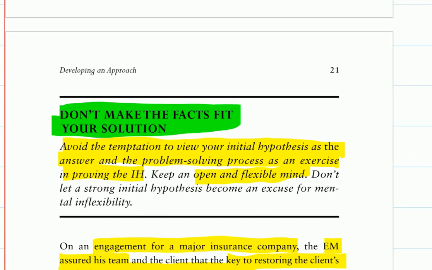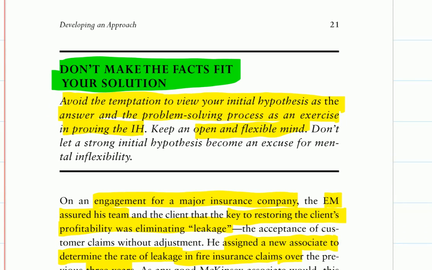Now moving on to the next part. He says don't make the facts fit your solution. What happens a lot of times is that you have your initial hypothesis, and you start believing that the hypothesis is correct. So the problem-solving process actually becomes a process of proving the IH, and that is wrong. Keep an open and flexible mind. If your IH is wrong, accept it.